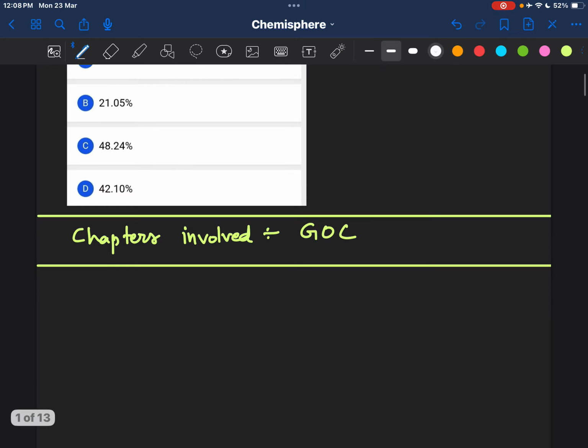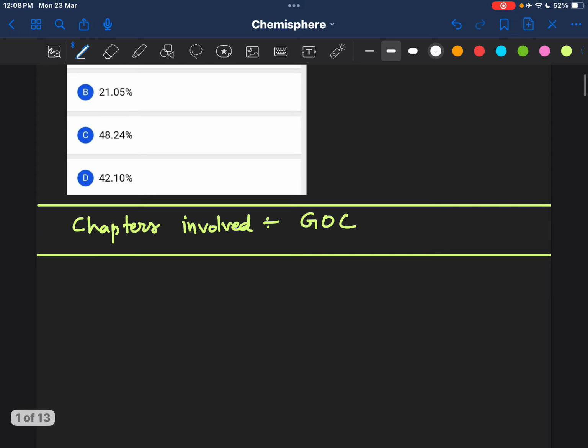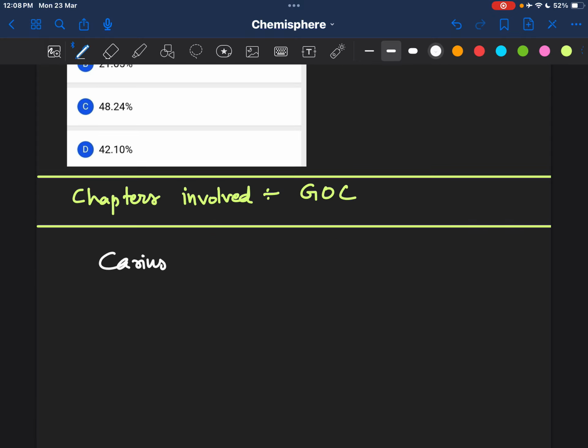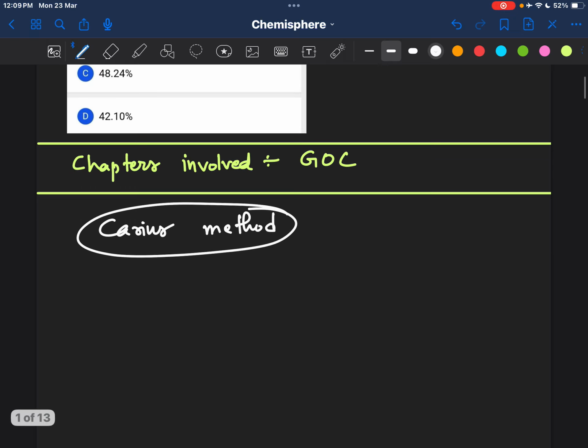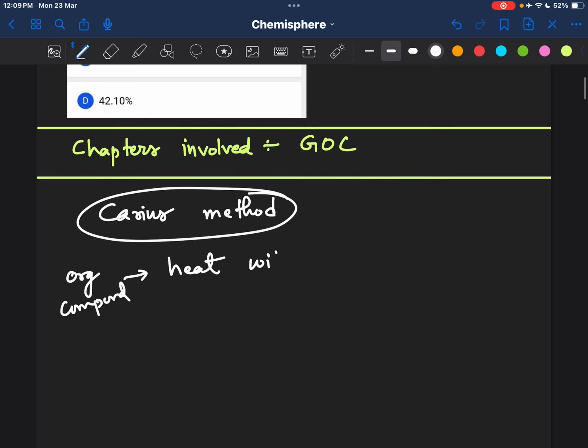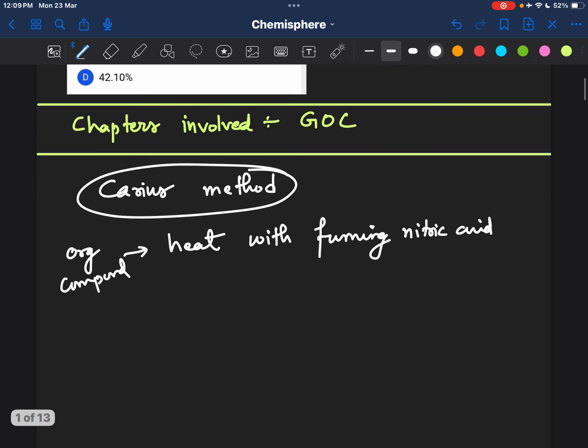This also involves estimation of sulfur using the Carius method. In the Carius method, what we do is we take a known mass of the substance, the organic compound, and we heat it with fuming nitric acid. Obviously all these things need to happen in a sealed tube, which is also known as the Carius tube.